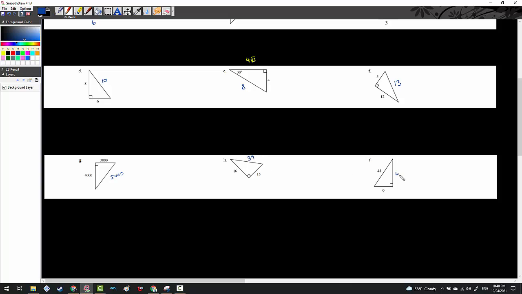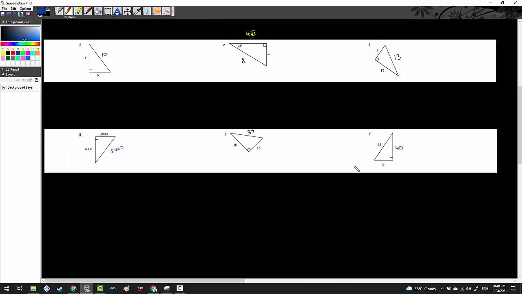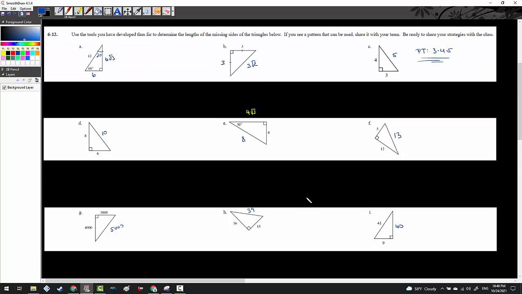And then 9, 40, 41 should be another Pythagorean triple you should keep in your back pocket. Again, moving pretty fast here, so nothing really too crazy. I'll be back with the next problem.